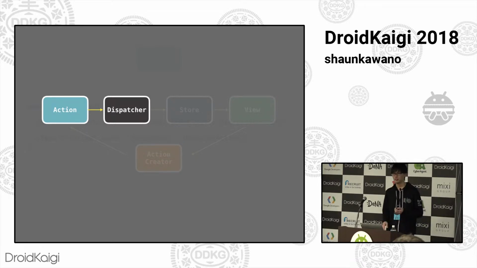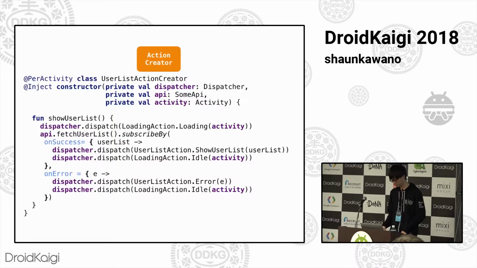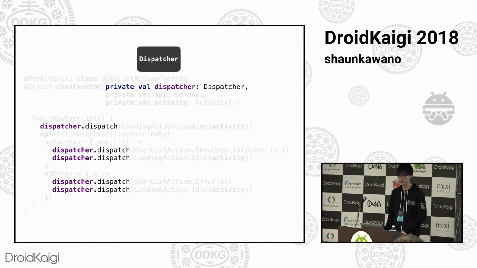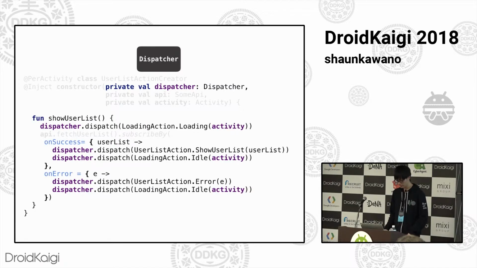And next, we're going to move from action to dispatcher. Once we create action, we pass the action to dispatcher. So inside action creator, we have dispatcher, and we call dispatch method in those places. And if we look carefully, when showUserList function is called, we immediately dispatch a loading action. And then if the API call is successful, we dispatch user list action, ShowUserList action, and then idle. If it's on error, we dispatch error action, and then idle action.